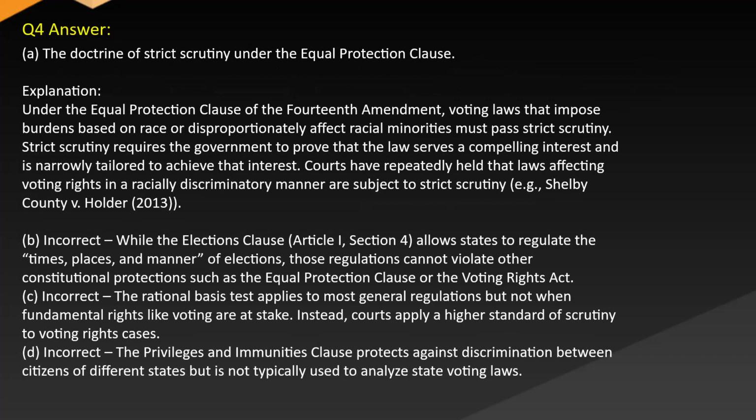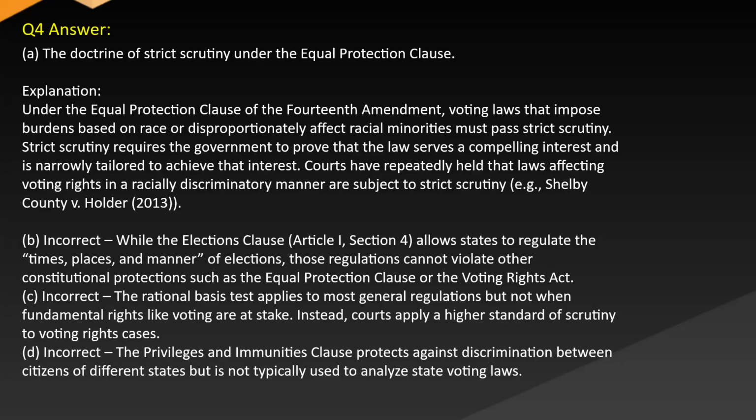Answer. A. The doctrine of strict scrutiny under the Equal Protection Clause. Explanation. Under the Equal Protection Clause of the 14th Amendment, voting laws that impose burdens based on race or disproportionately affect racial minorities must pass strict scrutiny. Strict scrutiny requires the government to prove that the law serves a compelling interest and is narrowly tailored to achieve that interest. Courts have repeatedly held that laws affecting rights in a racially discriminatory manner are subject to strict scrutiny. See Shelby County v. Holder, 2013.